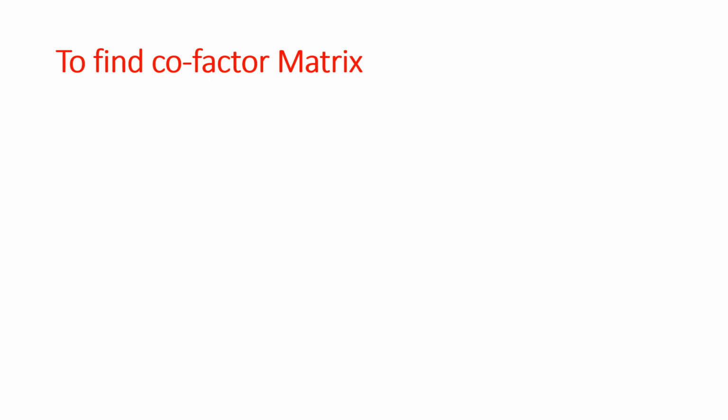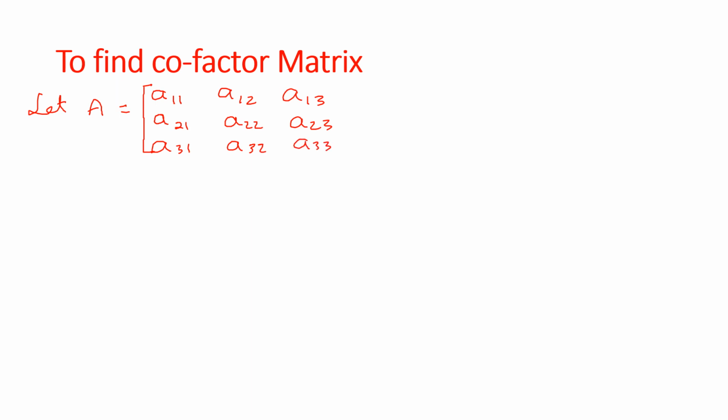So first let the given matrix be A. This is a matrix A. Let us write the elements as A11, A12, A13, A21, A22, A23, A31, A32 and A33. Okay, this is the given matrix. So now we will write its cofactor matrix.